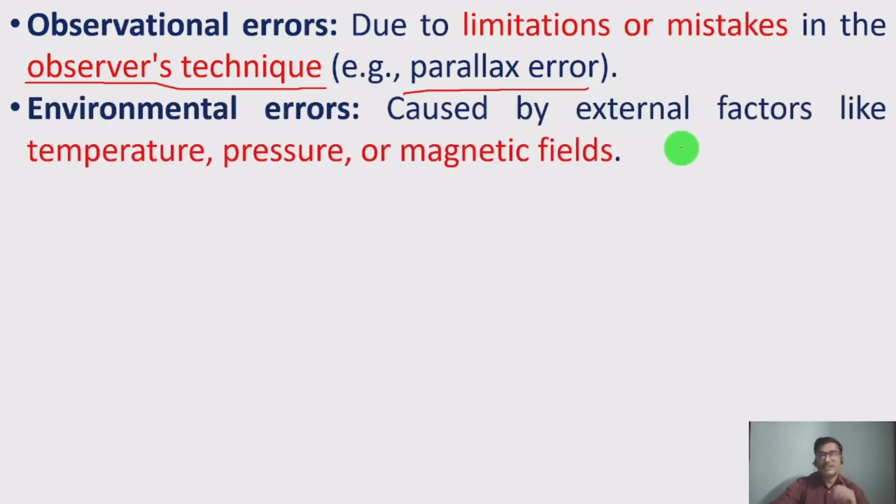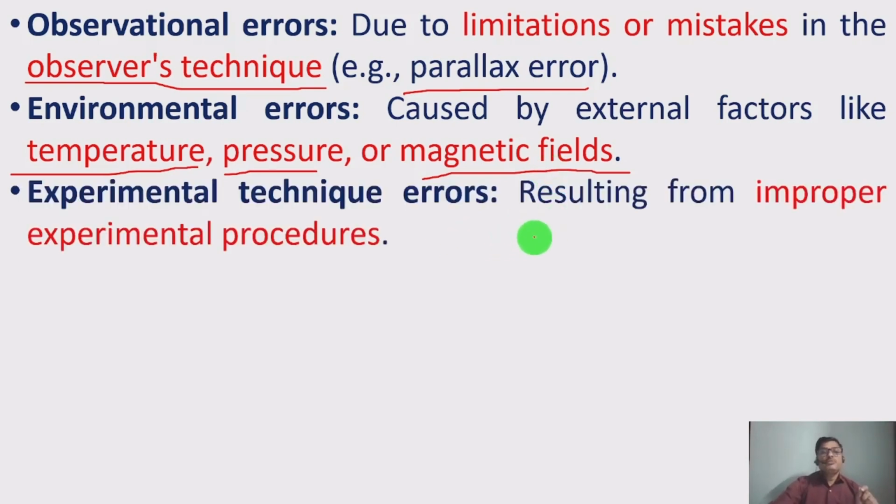Then the next one, environmental errors, caused by external factors like temperature, pressure, and magnetic fields. Some of the magnitudes of objects are affected by these external factors. If the temperature changes, some parameters will change, like the length of metals or the volume of a gas. Due to that, the change in the readings are errors. Those are called environmental errors, which are caused by the measuring environment.